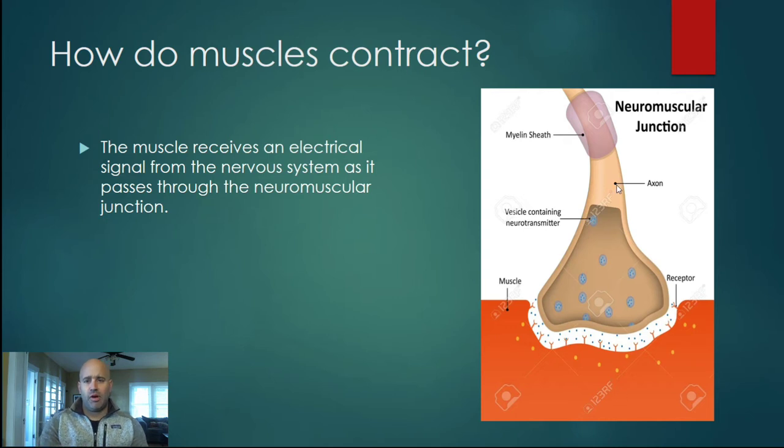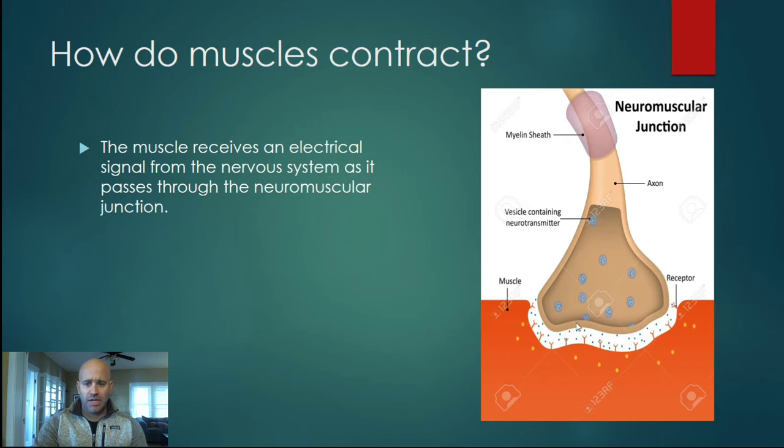I'll have a video representation of this after I go through my short slideshow here. But the way that our muscles contract is they get a signal from the nervous system. And this picture right here is representing a nerve and where it innervates into a muscle. Remember, where a nerve terminates and innervates the muscular system is called the neuromuscular junction.